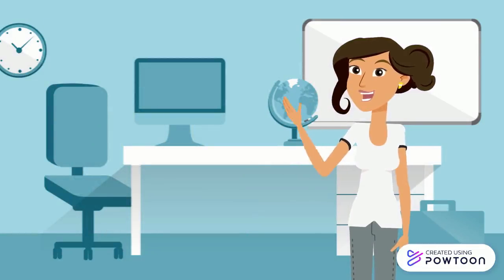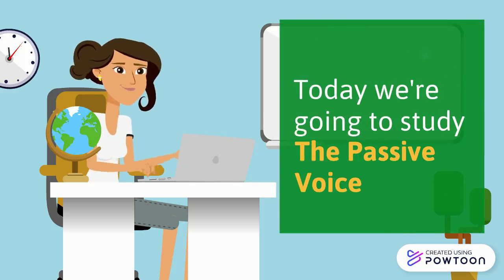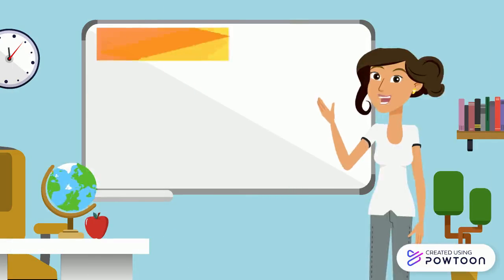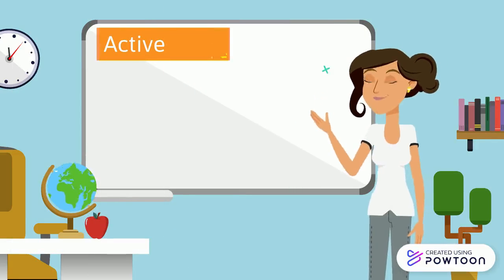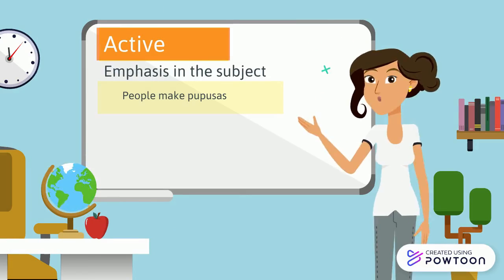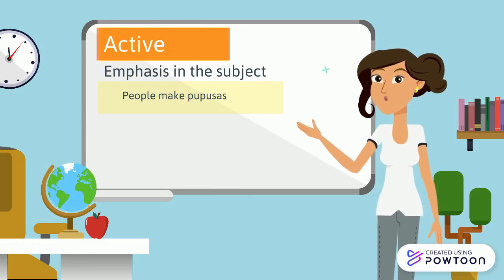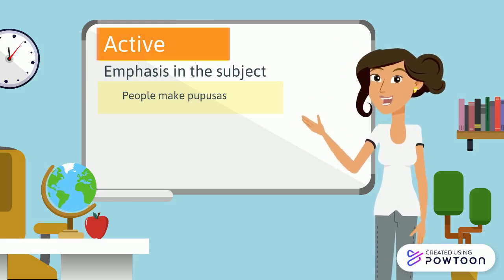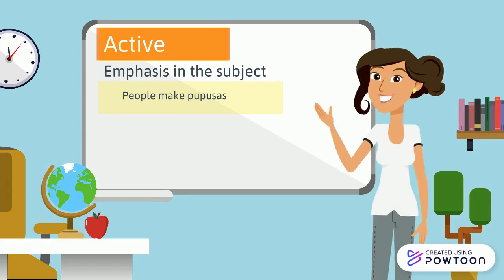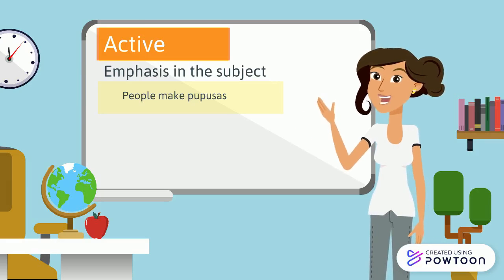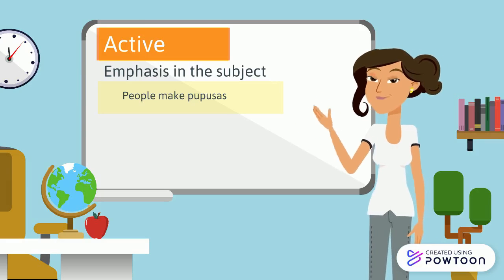Let's start. Today we are going to study the passive voice. First of all, we need to know we have active sentences and passive sentences. When we use active sentences, we give emphasis to the subject. As the example you see here, people is the subject and pupusas is the object. So people make pupusas. In this case, we give emphasis to people.